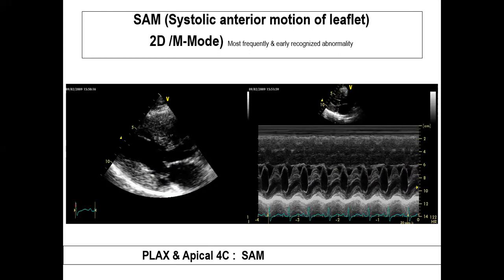But at the same time, if you happen to see this SAM, the most important associated thing would be what? Hypertrophy. Suppose hypertrophy is not there. MR. Mid-systolic MR, yeah.